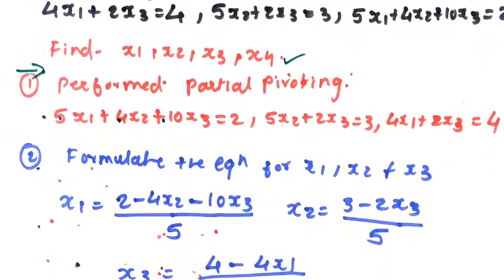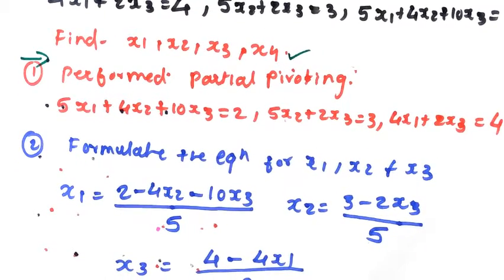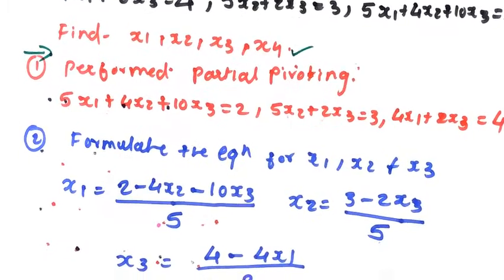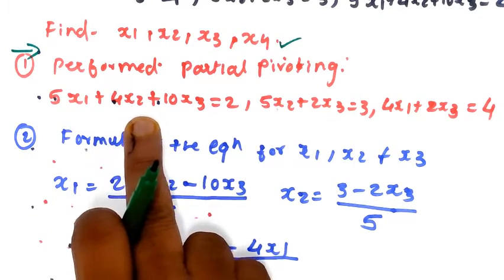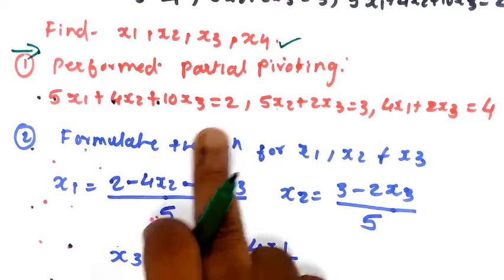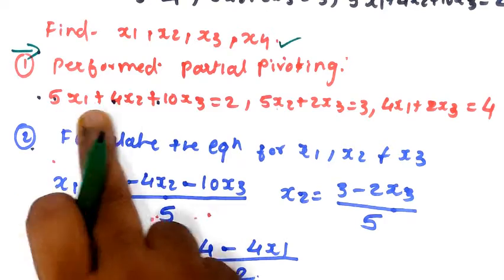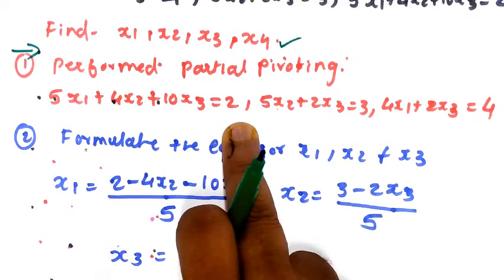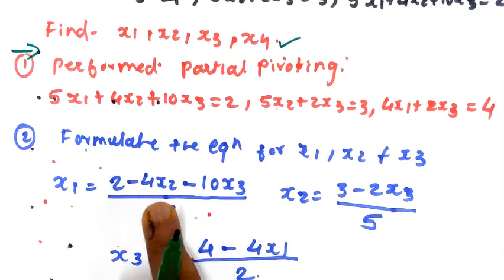Next is to formulate the equations for finding the values of x1, x2 and x3. So convert equation 1, that is 5x1 plus 4x2 plus 10x3 equal to 2, into the x1 form: all remaining terms are shifted to the right hand side. So the equation becomes x1 equal to (2 minus 4x2 minus 10x3) divided by 5.